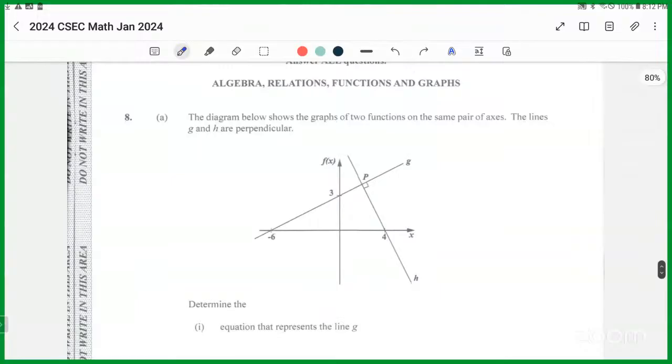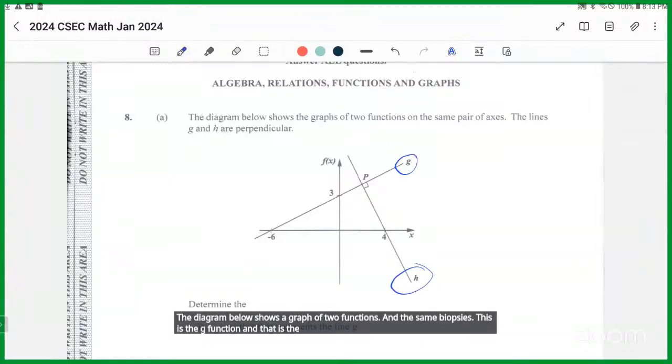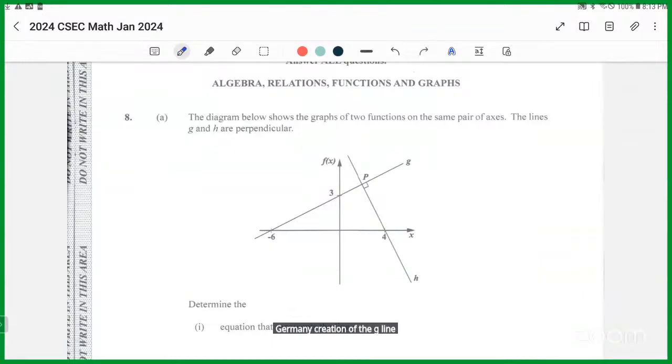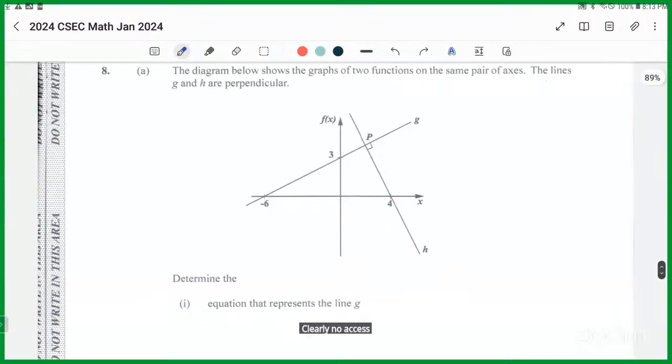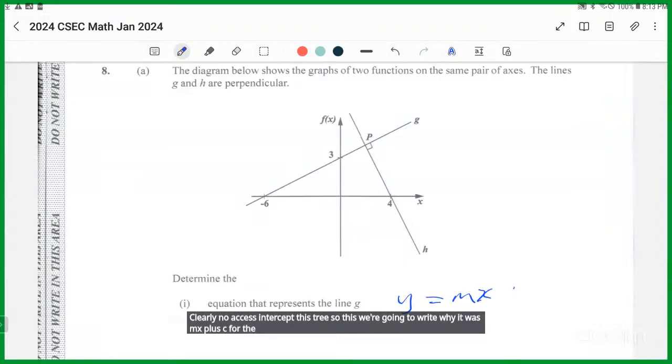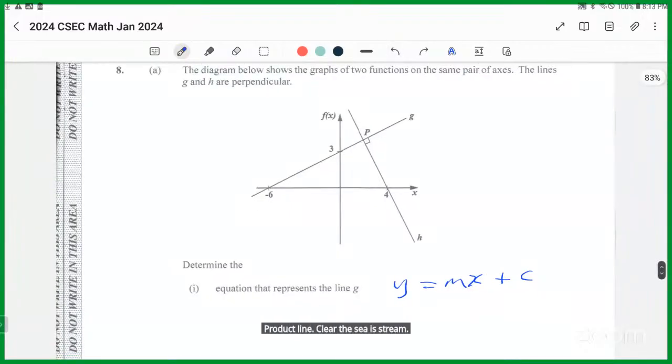Number 8 says the diagram below shows a graph of two functions on the same pair of axes. So this is the g function and that is the h function, right? They're just two straight lines. Determine the equation of the g line, the g function, that's this line. To get the equation, we need the gradient and the y-axis intercept. Clearly, the y-axis intercept is 3. So we're going to write y equals mx plus c for the equation for that line. Clearly, the c is 3. So the c is equal to 3.